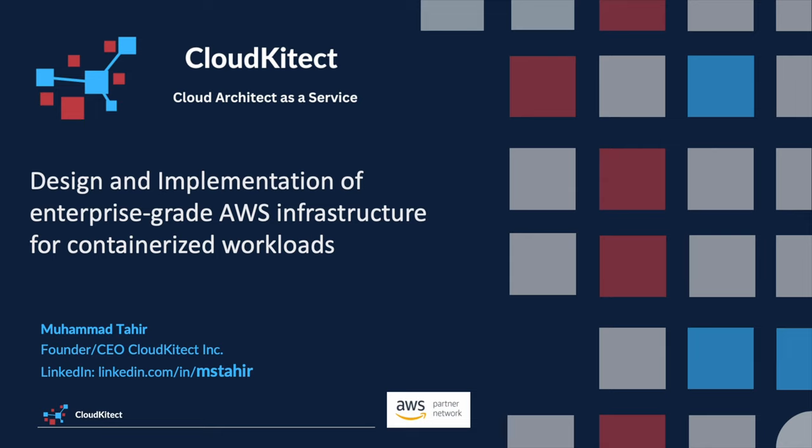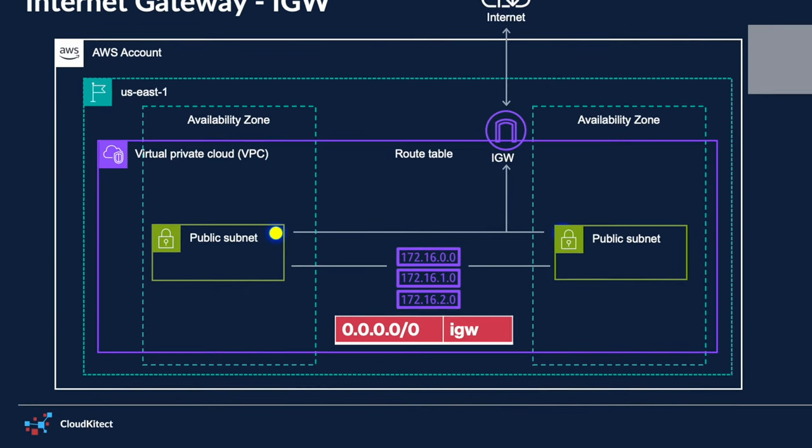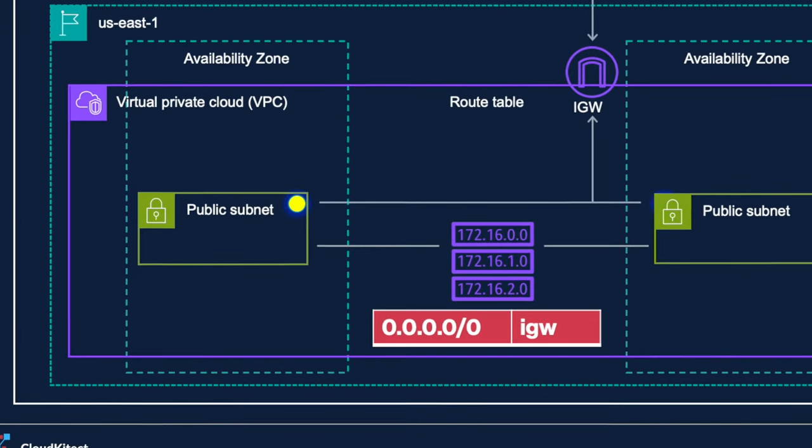Hello everyone. Now that we understand how to configure routing tables, in this session we will add internet connectivity via internet gateway. An internet gateway serves as a critical junction that provides internet access to the resources within our VPC.